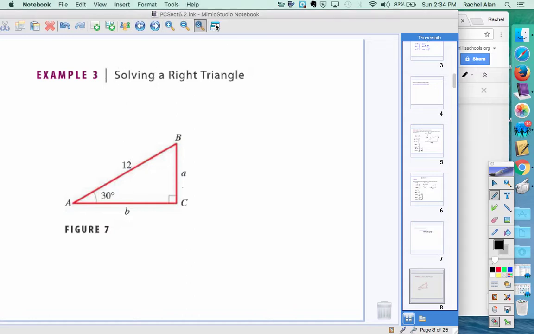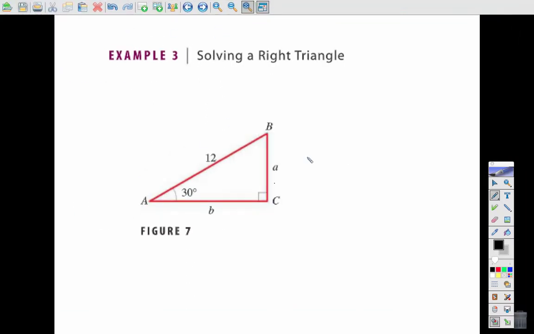Okay, so we've got SOHCAHTOA. We know that we have the hypotenuse, so we want to use sine or cosine to write equations. So I'm going to start by writing an equation with the sine of 30 degrees is equal to the opposite side, which in this case is A, over the hypotenuse, which is 12. And then I want to solve for A, so multiply both sides by 12.